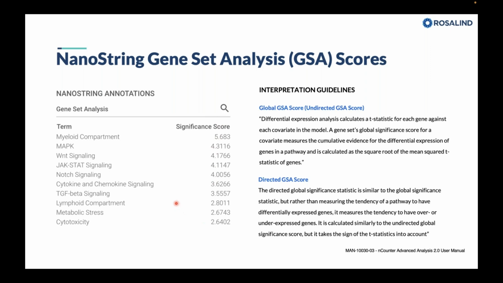So this is a score associated with a pathway, but the question is, what does this mean? I found there is much confusion around this. It's not very intuitive how to interpret these. So I want to break it down for you so we can fully understand.